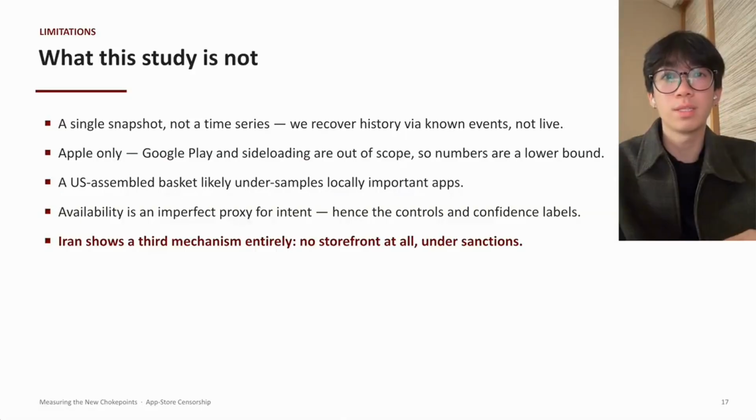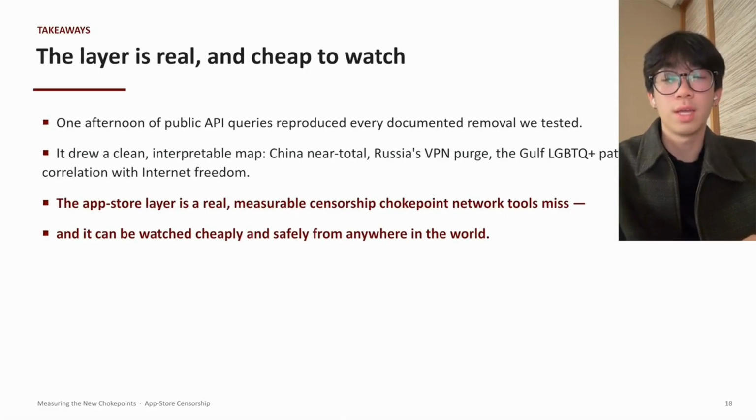However, even with these limits, the bottom line is strong. Within a single afternoon of public API queries, we reproduced every documented removal and drew a clean, interpretable map of App Store censorship. We saw a near total removal in China, a VPN purge in Russia, a very consistent LGBTQ+ pattern across the Gulf states and Turkey, and we saw a solid correlation with internet freedom scores.